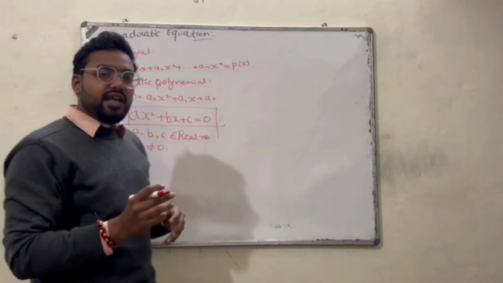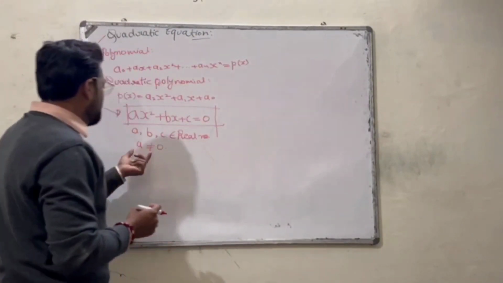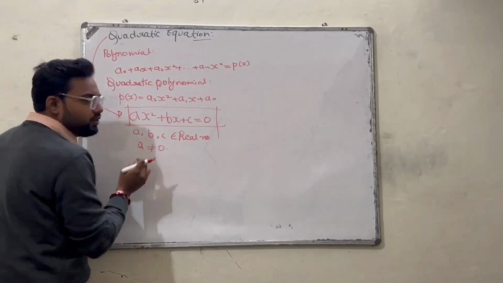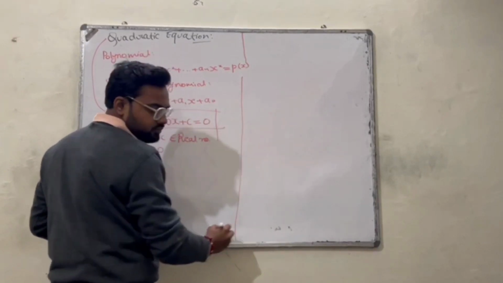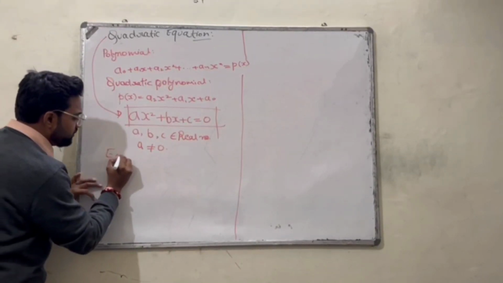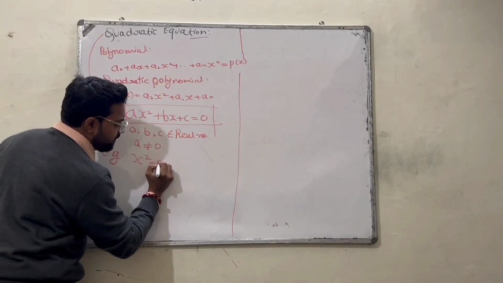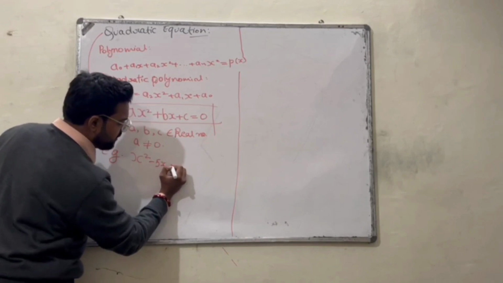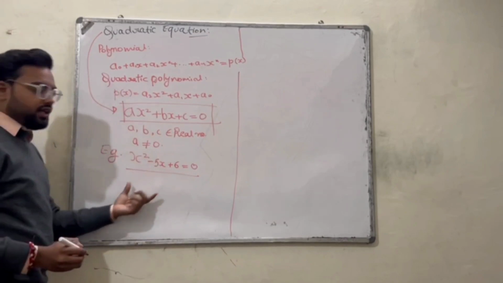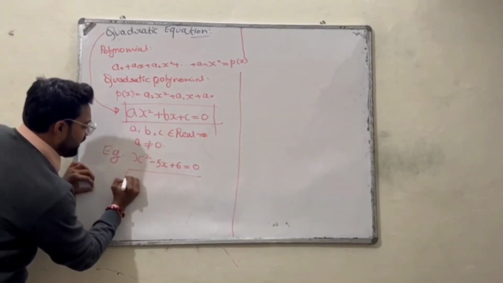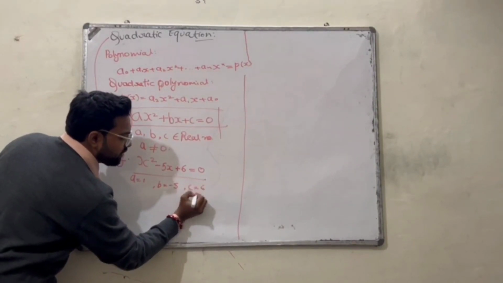Students, if a becomes 0, then our whole equation becomes a linear equation. Okay? Therefore, here a should not be equal to 0. Now, here is the example: x square minus 5x plus 6 is equal to 0 is a quadratic equation. Here a is equal to 1, b is equal to minus 5 and c is equal to 6.